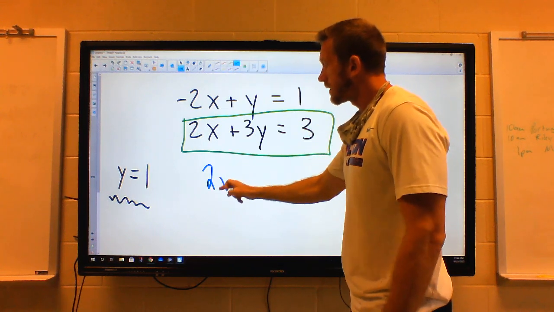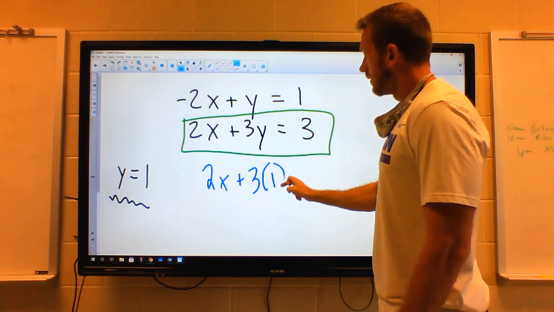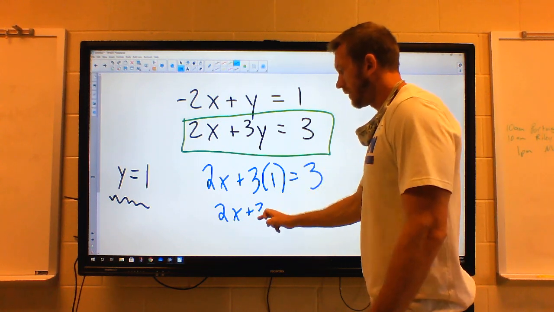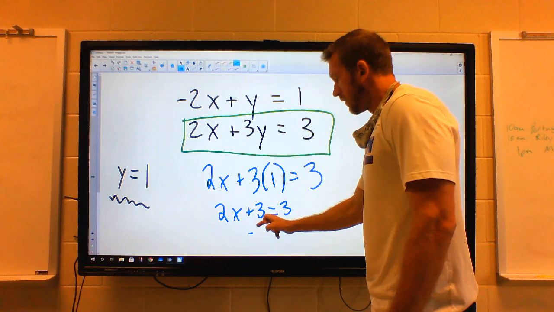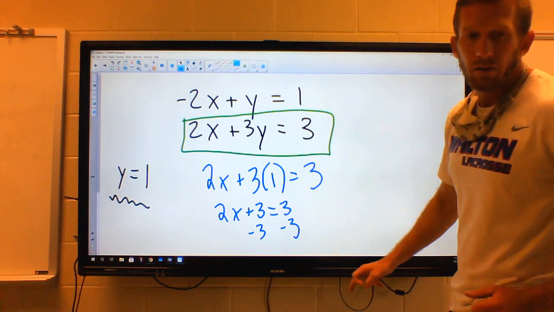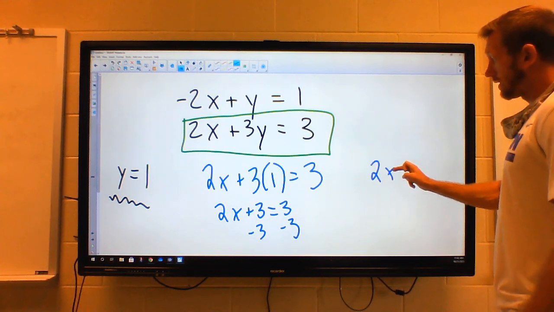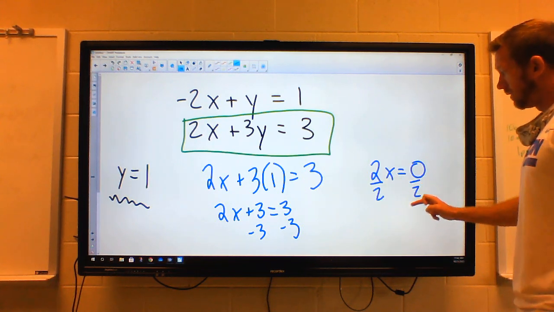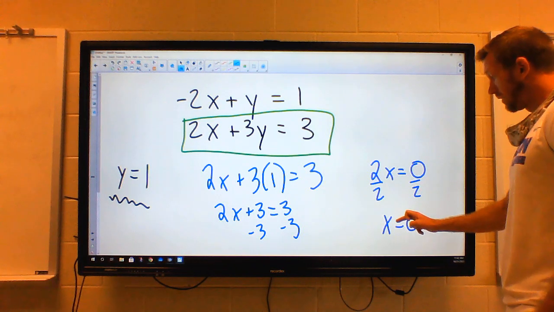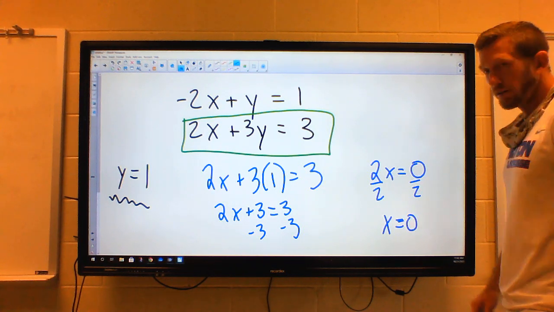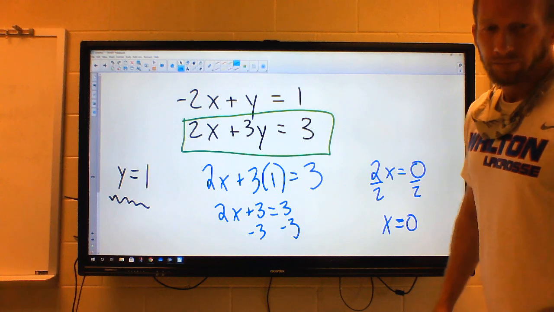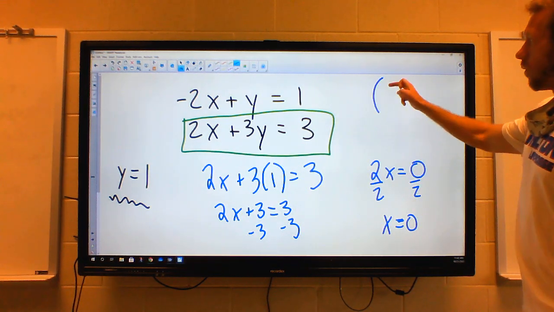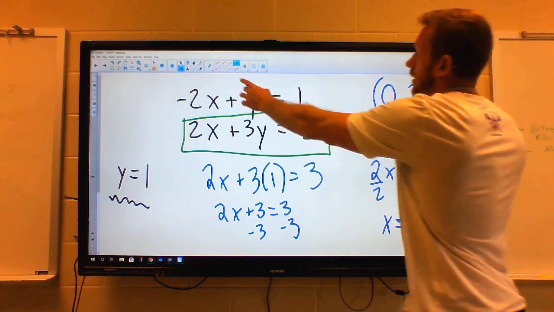And I've got 2x plus 3 times 1 equals 3. So 2x plus 3 equals 3. Subtract 3 from each side. I've got 2x equals 0. Divide by 2, x equals 0. And that's allowed. We're allowed to have the value be 0. And so our coordinate is 0, 1.